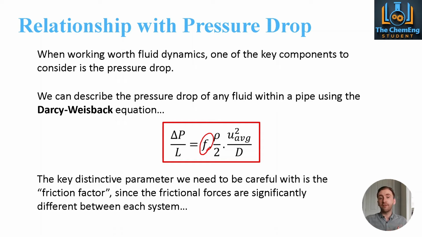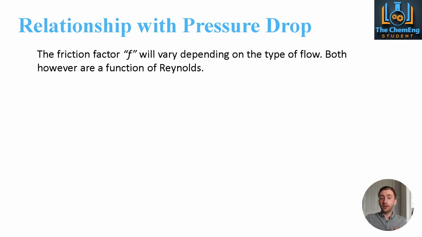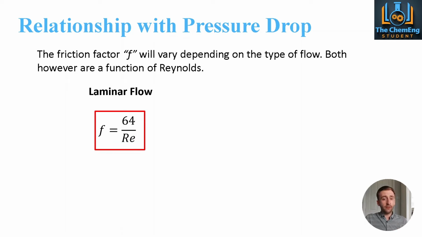You will have greater frictional forces for turbulent flow than you will for laminar. So we have to take this into account. And the way that we do this is we have to find the friction factor as a function of Reynolds number, because Reynolds number tells us the type of flow regime. So if we have a laminar flow, then the friction factor is simply 64 divided by Reynolds number.